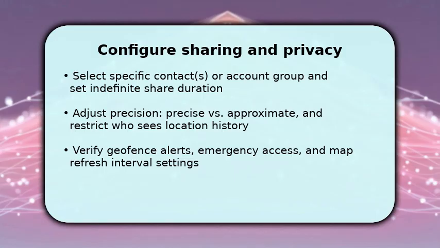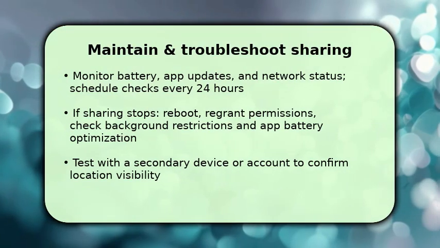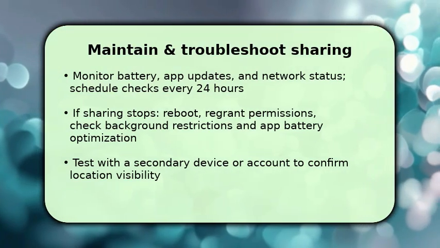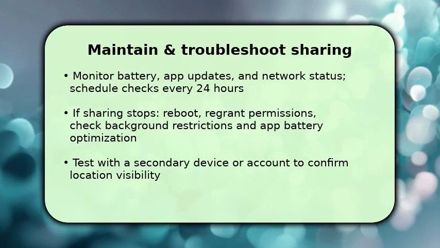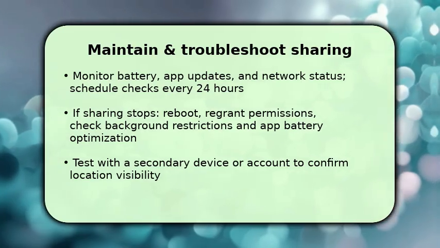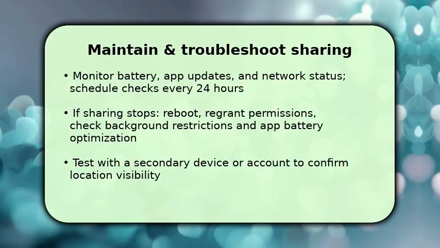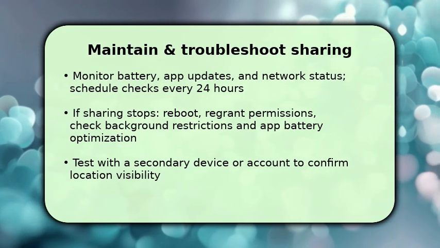To complete the setup, commit to routine maintenance. Check battery levels, app permissions, and that automatic updates haven't reset settings. Once running, monitor connectivity and verify the receiver can see your location.